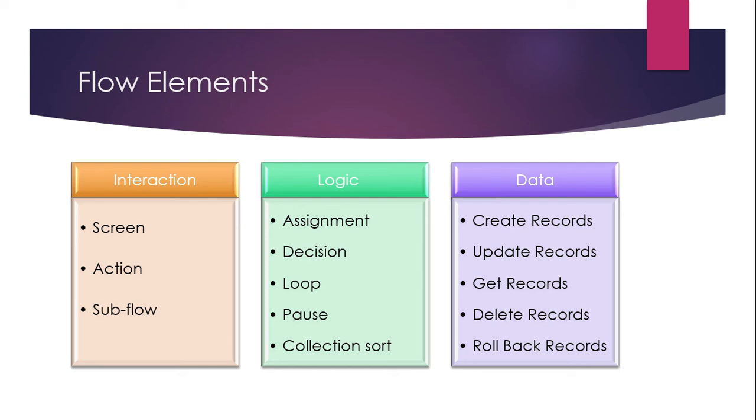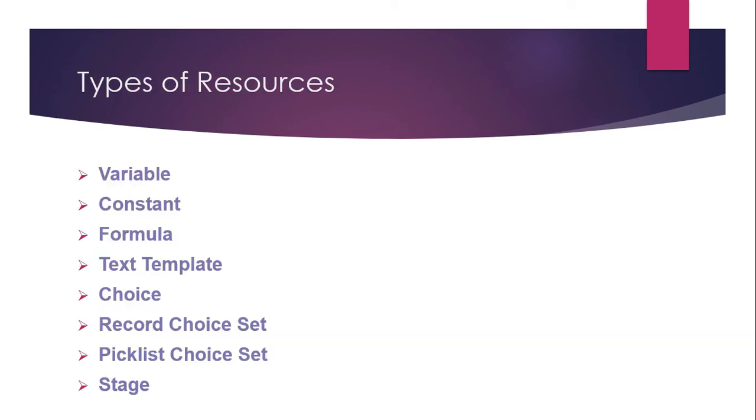Now jumping into my next slide, there are types of resources. We have different resources here with us: variable, constant, formula, text template, choice, record choice set, pick list choice set, and stage, right? So I'll be taking all of these in a proper, brief manner.